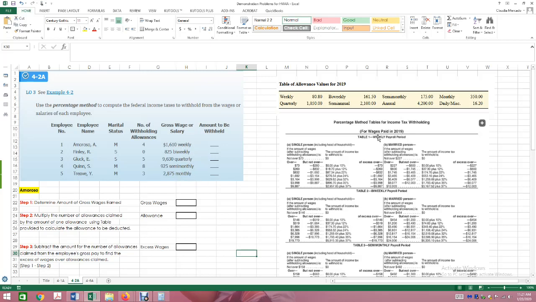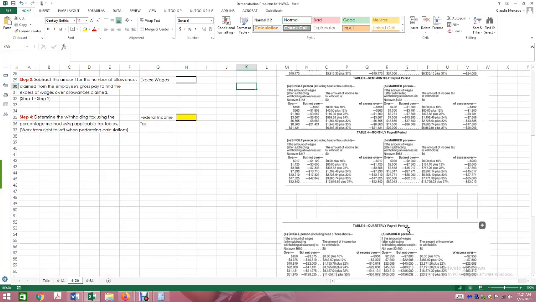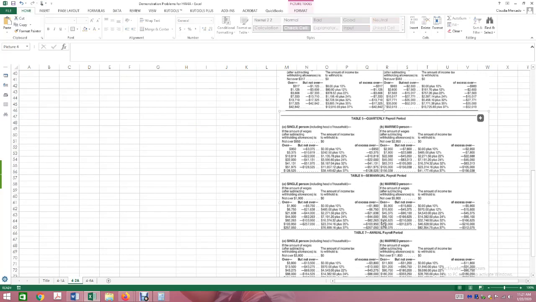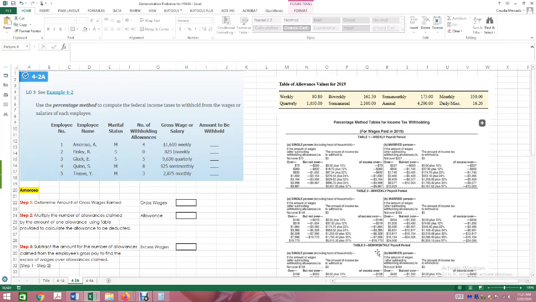Very important. There is a table for each type of salary type. Like this table number 1 is for weekly pay. On the left-hand side, it's for single persons. On the right-hand side, it's for married. So make sure that when you are calculating taxes, you look at those things. Are they single? Are they married? Which side am I going to use, the left or the right? How frequently are they getting paid? Is it weekly, bi-weekly, semi-monthly, monthly? We have quarterly down here, semi-annually or annually. So we have different tables depending on the frequency of pay.